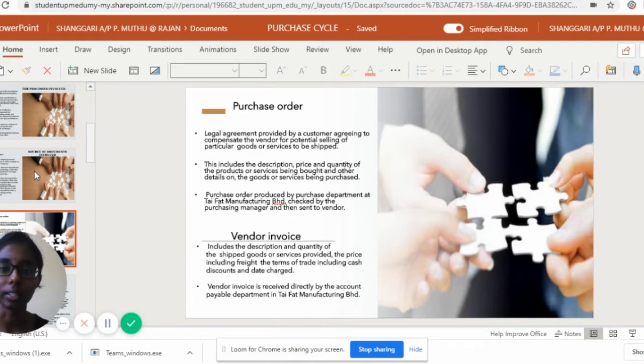Second is a purchase order. In this case, the purchase order is produced by the purchase department at Thai Manufacturing BHD, checked by the purchasing manager, and then sent to the vendor. This is a document that includes the description, price, quantity, and details of the products and services being bought, and other details.